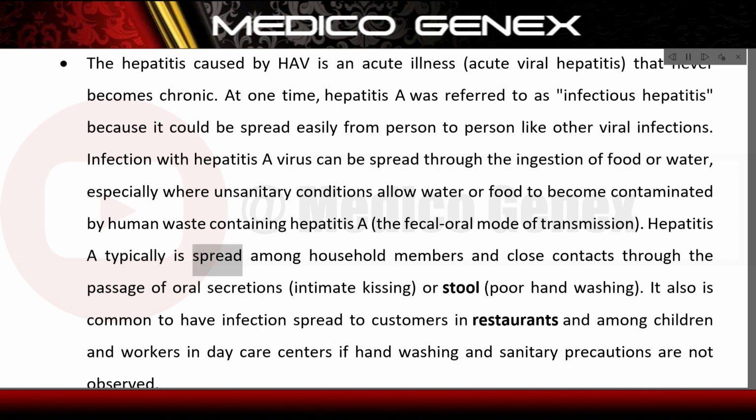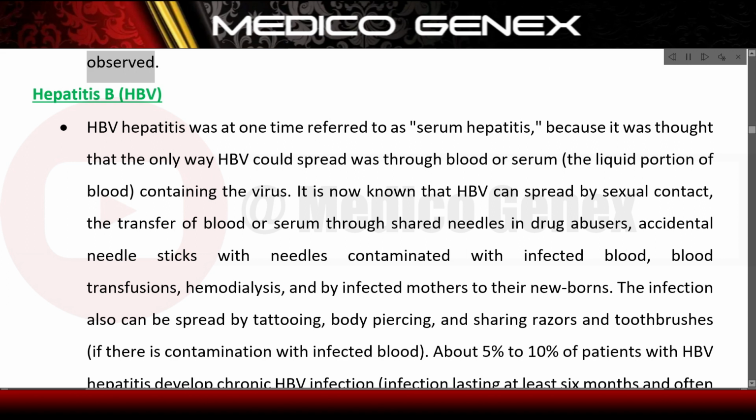Hepatitis A typically is spread among household members and close contacts through the passage of oral secretions, intimate kissing, or stool, and poor hand washing. It also is common to have infection spread to customers in restaurants and among children and workers in daycare centers if hand washing and sanitary precautions are not observed.